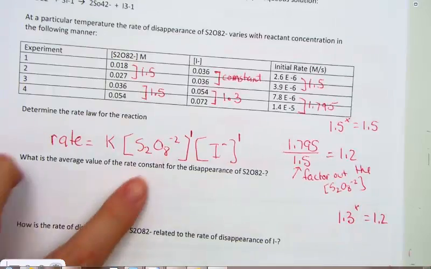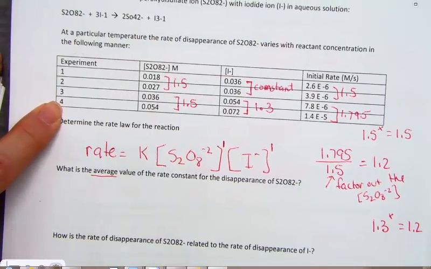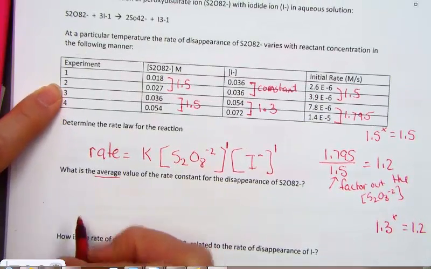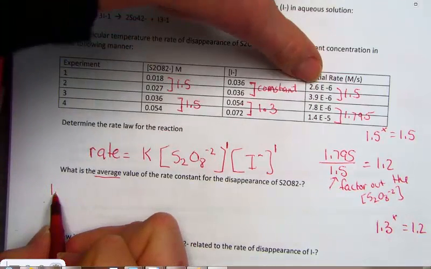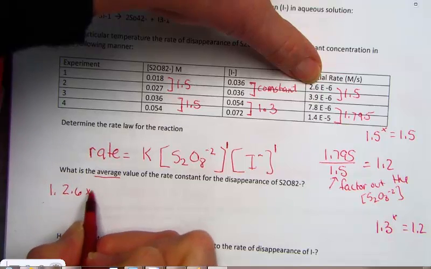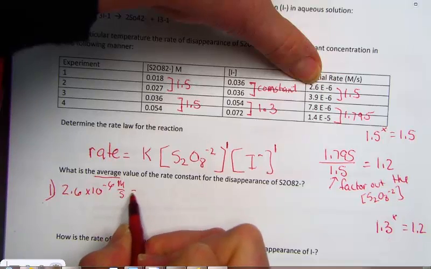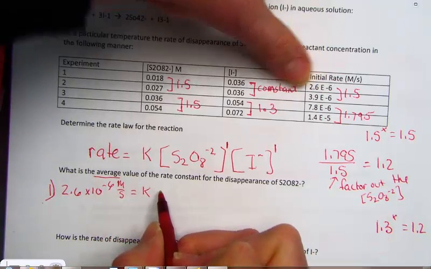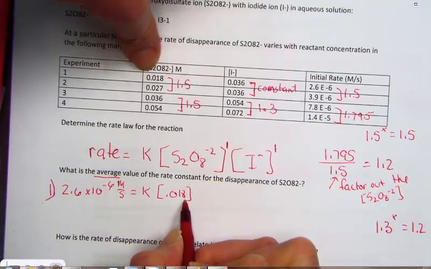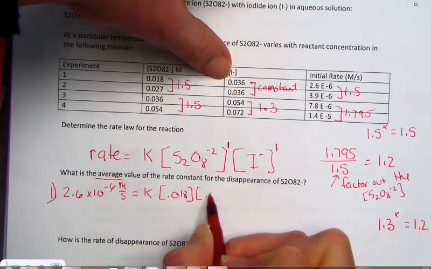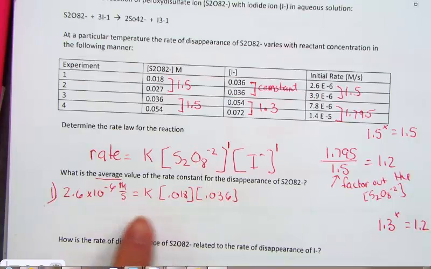To calculate the rate constant, and it did say average rate constant, which would have us actually calculate for all 4 trials. And just to verify that a rate constant is indeed constant, here's what it asks us to do. From experiment 1, 2.6 times 10 to the negative 6th power is our rate, is equal to K, times the concentration of 0.018 raised to the first power, times the concentration of 0.036 raised to the first power. And those are molar units.